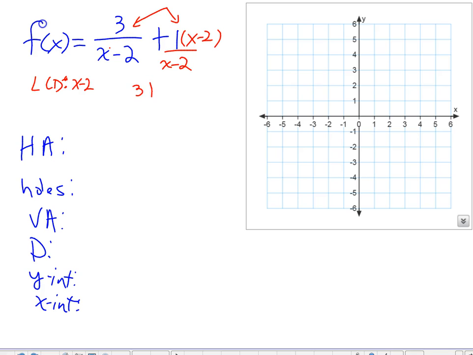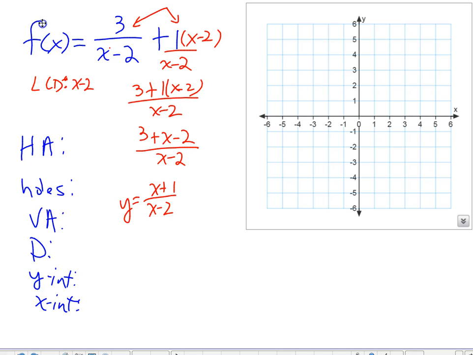And that becomes 3 plus 1 times x minus 2 over x minus 2, which then simplifies to 3 plus x minus 2 over x minus 2, which becomes x plus 1 over x minus 2. So this is really the equation that I'm going to be graphing. All right? Be careful. If you have 2 fractions added right here, you have to actually add them using the skills we learned in this previous chapter to do so.